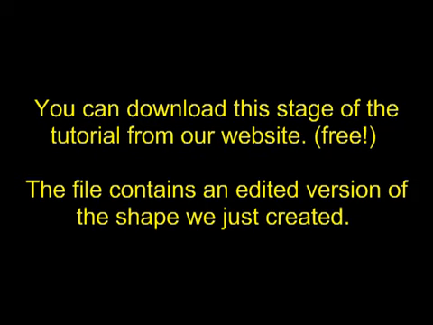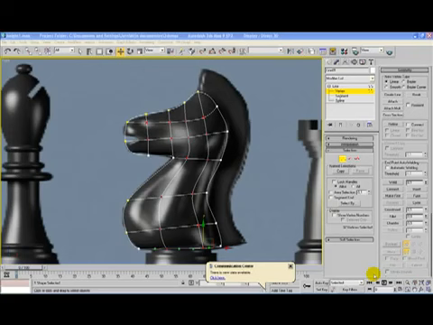You can download this stage of the tutorial from our website, free of charge. The file contains an edited version of the shape we just created. What we're going to do now is we're going to refine this shape a little bit so it looks more like a horse or knight.